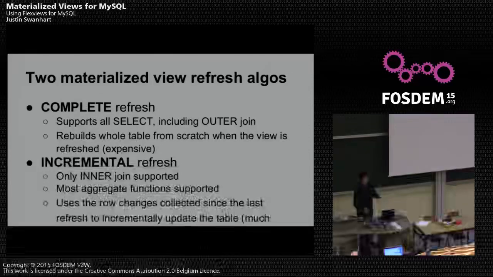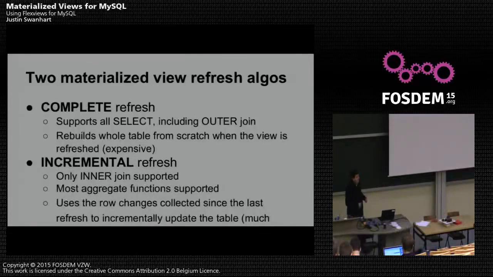Incremental is, as the name implies, incremental. It just applies the changes that have happened since the last time the view was refreshed. Now, it only supports inner joins, but if you're aggregating something like a star schema, you're not going to be doing outer joins anyway. It supports most aggregate functions. The only aggregate function that's not fully supported is group concat. And if there was demand for that, I'm sure I could put it in. It uses the row changes that have been collected since the last time the view was refreshed, so it's an incremental refresh.